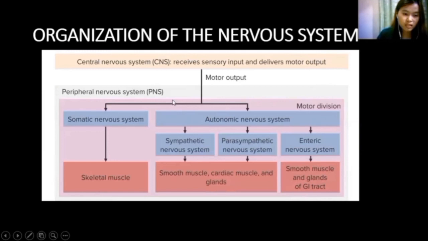The peripheral nervous system consists of two parts. We have the somatic, which receives and sends information to the skeletal muscles, and also the autonomic nervous system, which sends and receives information from the visceral organs. The autonomic nervous system is further subdivided into three parts. We have the sympathetic nervous system, which is responsible for the fight and flight response of the body, and the parasympathetic nervous system, which is responsible for the rest and digest of the body, and also the enteric nervous system, which is the own nervous system of the GI tract.